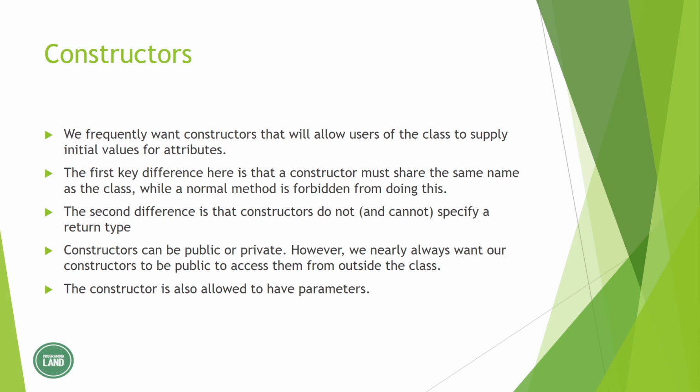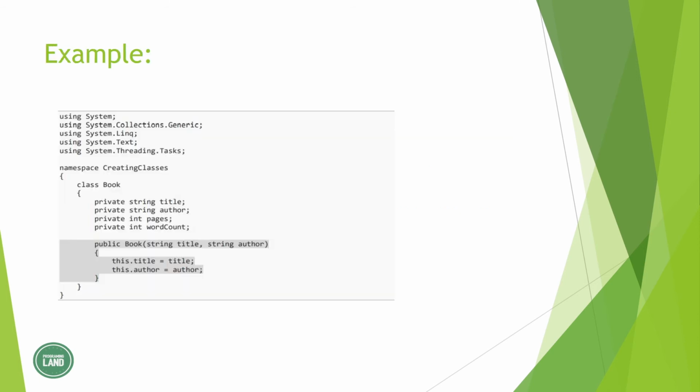They act as void. A constructor can also be public or private, but almost always we define them as public because we need to access them from outside in order to initialize the value of our attributes. And the last thing I want to say, as I said before, the constructor is allowed to have parameters. Here we have an example of a constructor. As you see here, public Book is a constructor. It has 2 arguments, string title and string author. And here we have the this keyword, which I will explain later in this course.